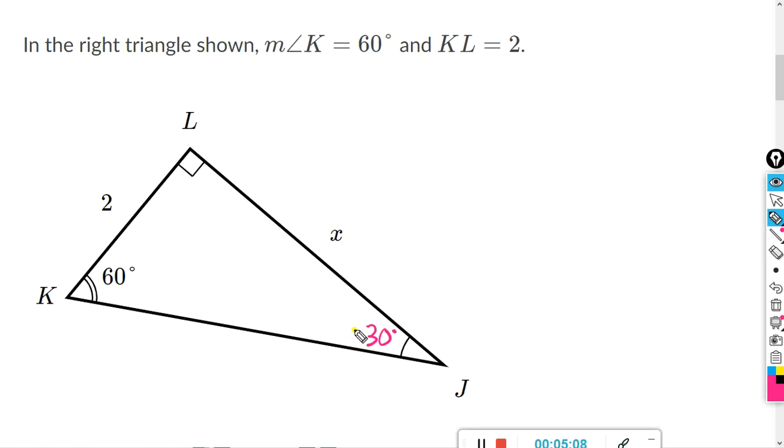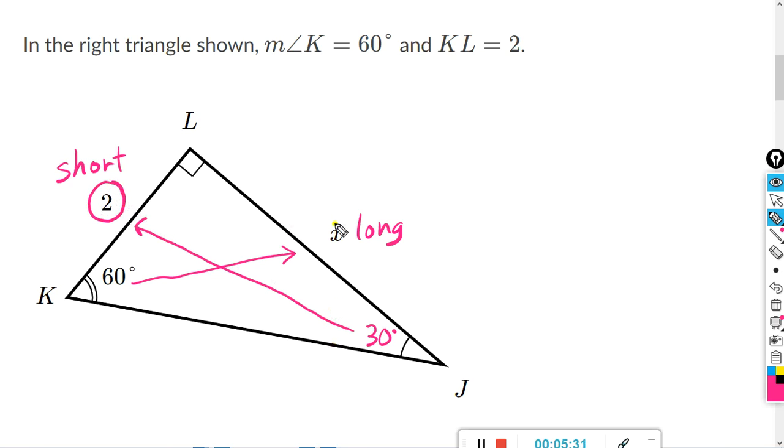All right, so if you go across from 30, we said that's your short leg. I'm just going to label it short. And if we go across from 60, we said that's your long leg. So I'm just going to label it long. All right, this is short. And this is long. These are side lengths. All right, and if you go across from your right angle, that's your hypotenuse. But I don't think we need that.